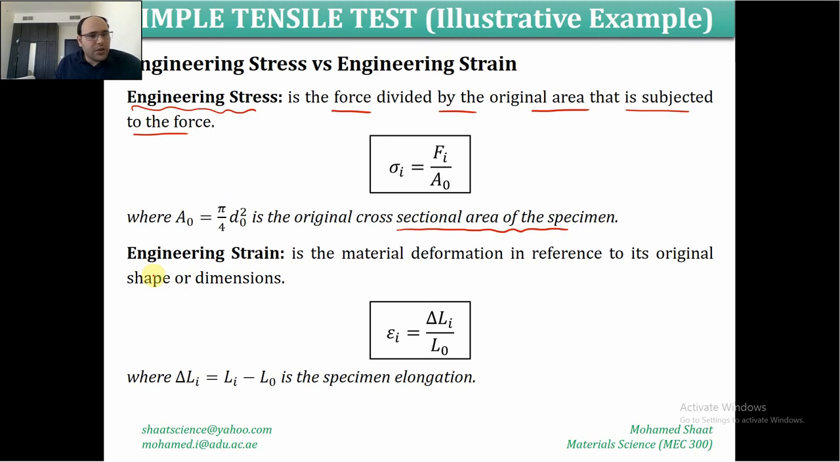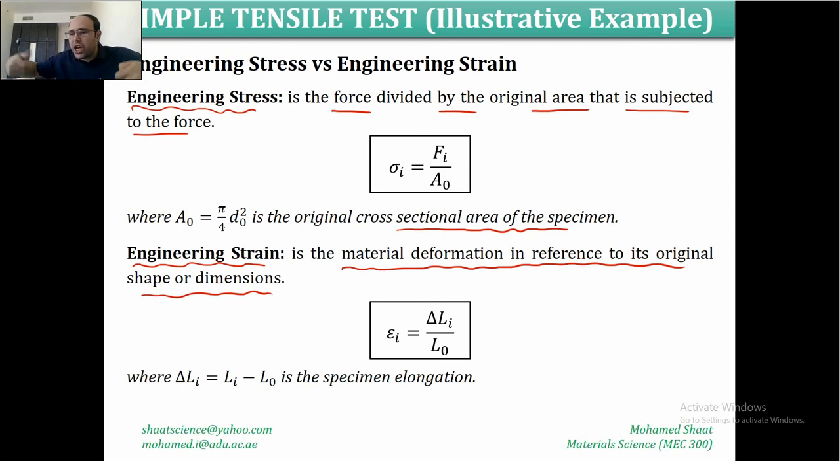Also, how about the strain? The strain also could be true strain or engineering strain. The engineering strain is the material deformation in reference to its original shape or dimension. You should study in the mechanics of materials class, especially for mechanical engineers, what strain means, what stress means, what deformation means, and what the differences are between the three keywords. So strain can relate to the deformation, which can be measured as the elongation.